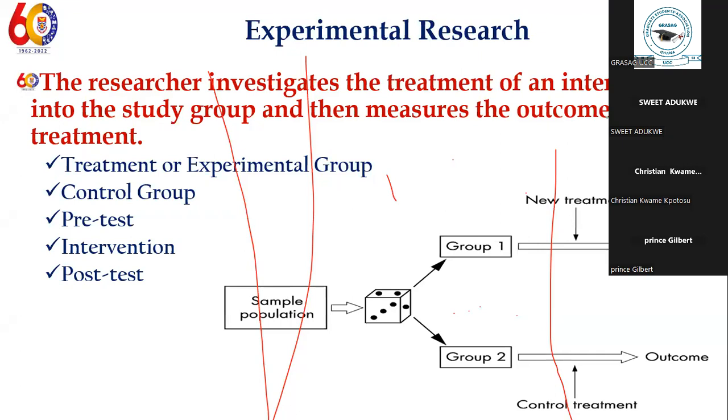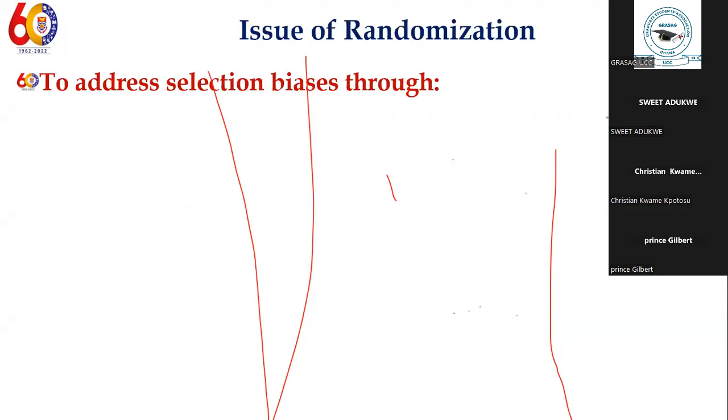So, just as we have seen for the descriptive design, where we have several examples, several types and all that, we still have the same for experimental research. One, in experimental research, we want to address selection bias.